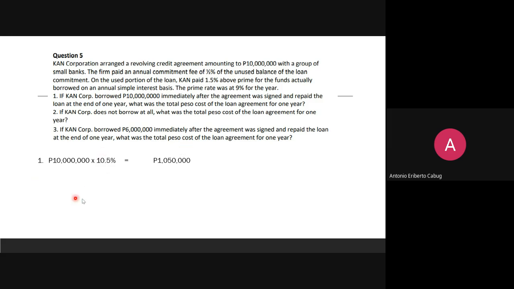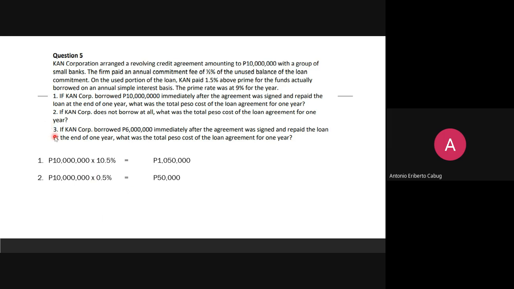So for number 1, kung hiniram niya yung buong 10 million, edi bayaran niya yung interest. 1.5% plus 9%, so 10.5%. 10 million times 10.5% is 1,050,000. 2. If CanCorp does not borrow at all, what was the total peso cost of the loan agreement for 1 year? Pakonsuelo sa bangko, 0.5% ng entire 10 million na hindi niya hiniram. That's 50,000 pesos. Ganun lang tayo pagdating sa revolving credit agreement.